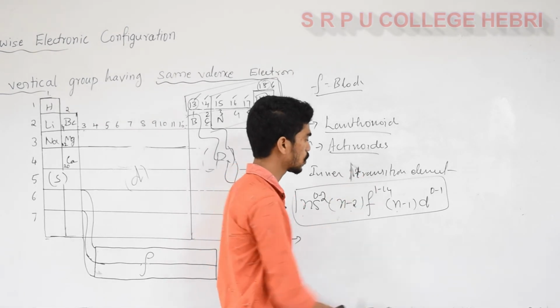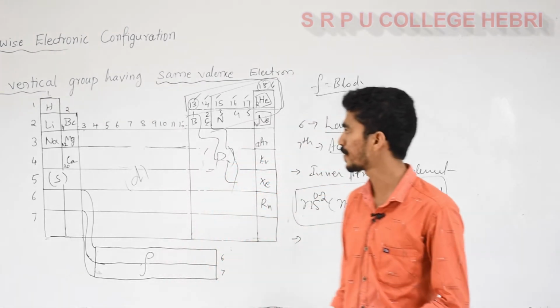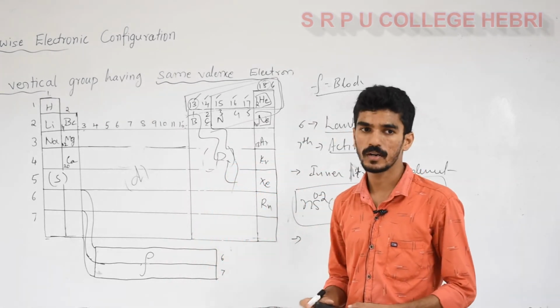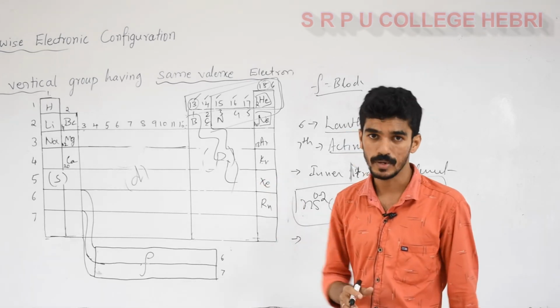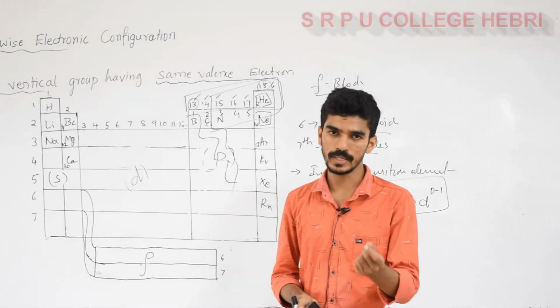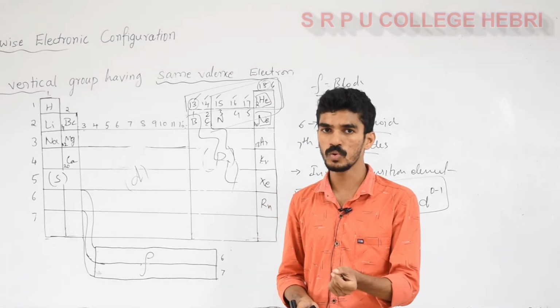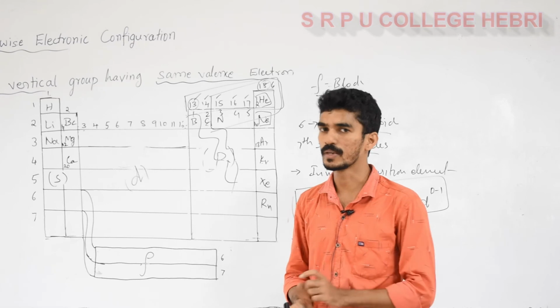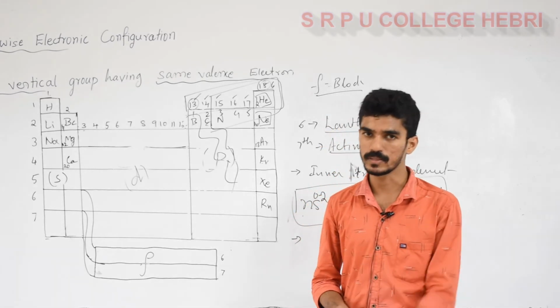Okay, this is about the classification and electronic configuration of elements group wise in the periodic table. In the next class we will continue with how to write the electronic configuration and the rules for a particular element. Exception cases are there that we'll discuss in the next class.